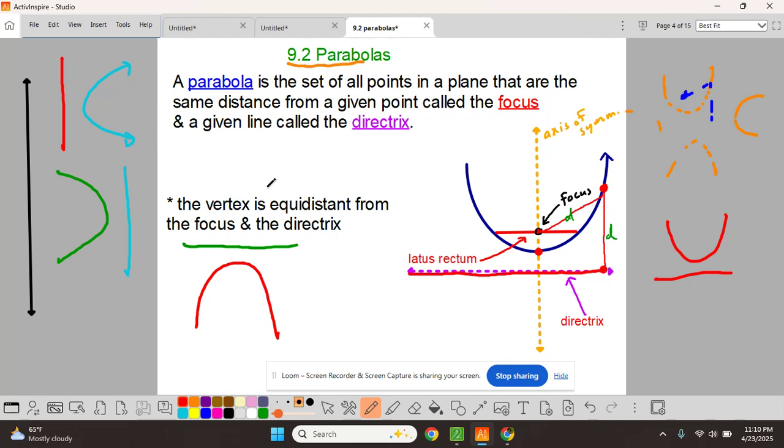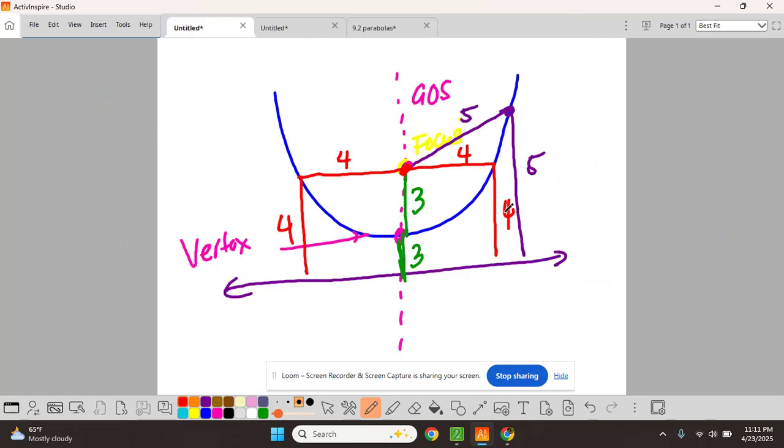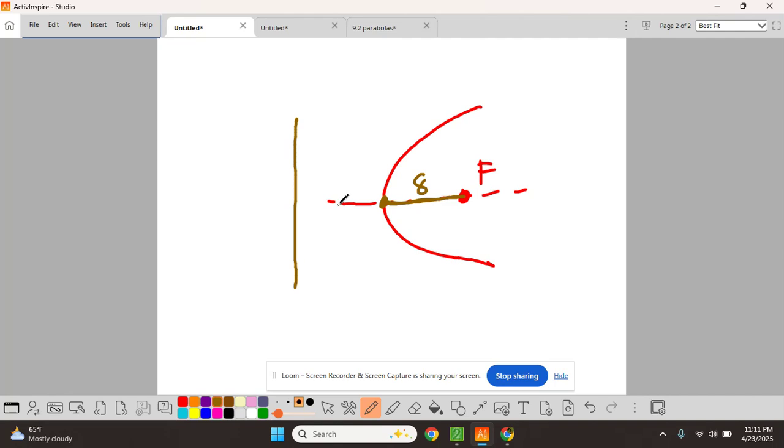Going back here, if this is my parabola, this is my axis of symmetry, and this is my focus. Again, one more time, if the distance from the vertex to the focus is 8, then my directrix to the vertex has to be also equal to 8. They have to be equal. We normally call this letter a. Later on, you will see the formula for that one. But what's important is that you know that they are the same.